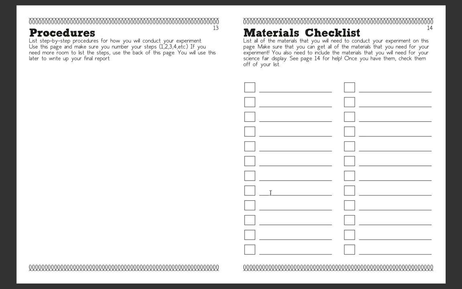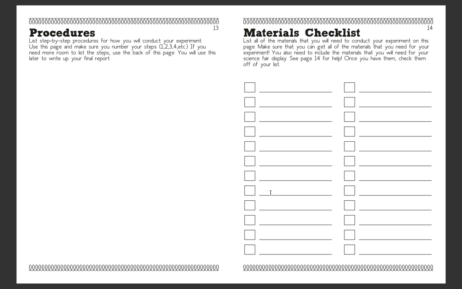Next, your procedures. This is where you are going to write your step-by-step directions for how you are going to conduct your experiment. So you can use this page to make sure you're numbering your steps. If you need more room to list your steps, you can use a separate piece of paper. But after you write down your procedures, make sure that you are also putting them down on your procedure slide on your PowerPoint.